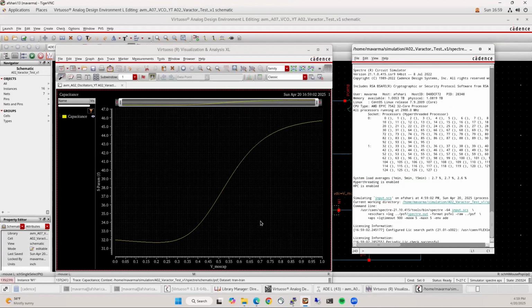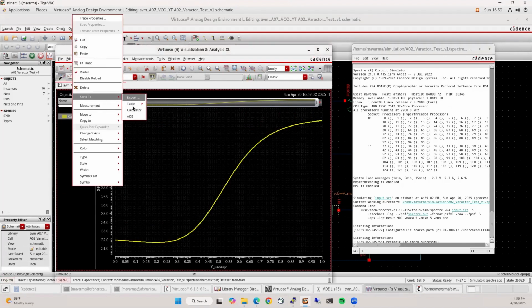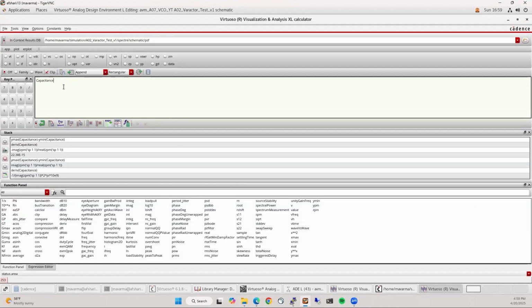Okay, so with this it looks a little bit better. So we have about, say, from 32 femto to maybe around 45 femto. So you don't want to use all of it. You kind of want to use only the linear range. So the way you can check that is we send this to calculator and we'll take a derivative of it.